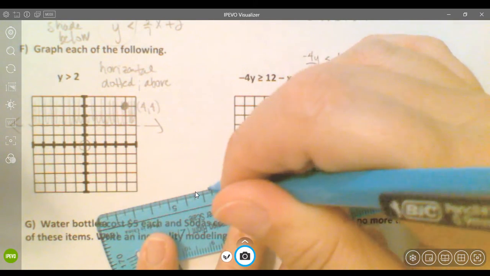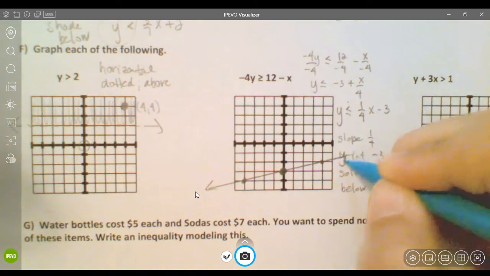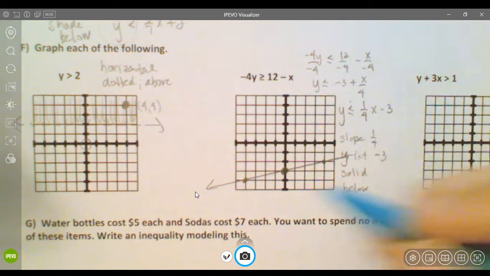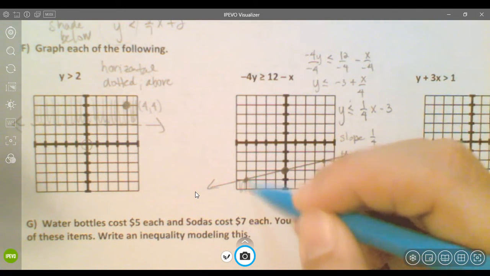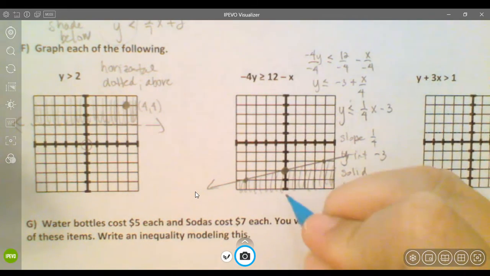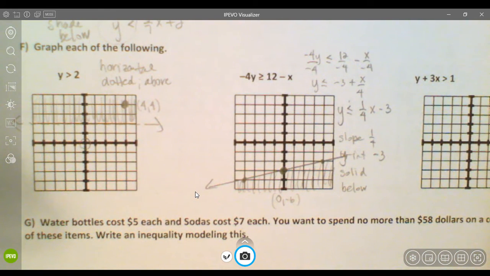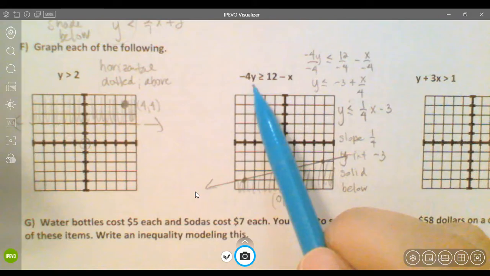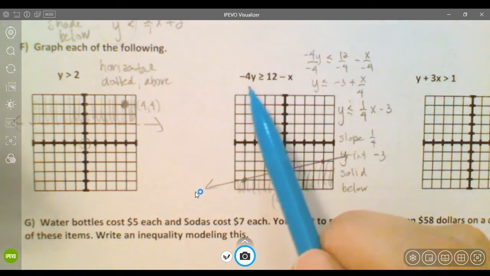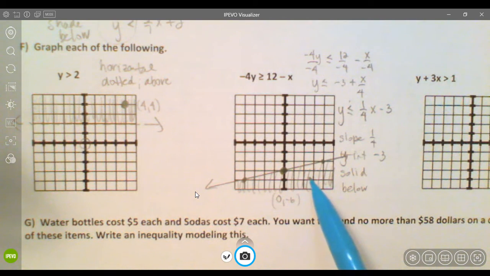Let's go there. And it's a solid line. And we are shading below. All right, there it is. So what that means is if I pick any number down here, let's pick 0, -6, it'll be a true statement. So when you substitute -6 in here, you get +24. +24 is greater than or equal to 12. Check. Okay. Pick on the line, it'll equal.